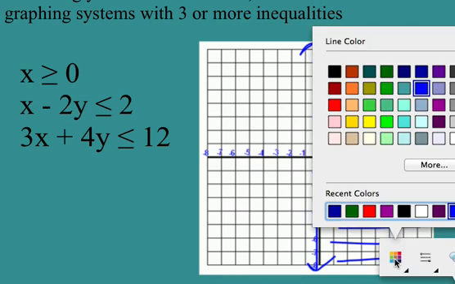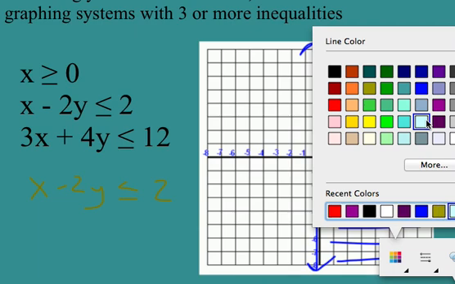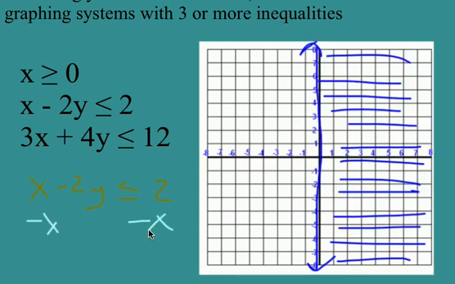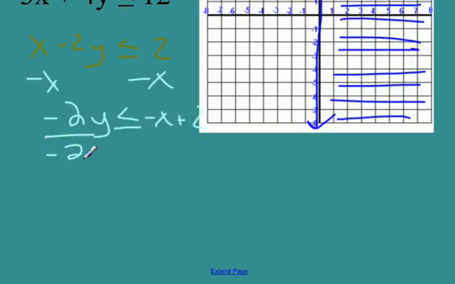Now, we need to solve this next equation in order to use it. So we have x minus 2y is less than or equal to 2. So the first thing I'm going to do is subtract x from both sides. And then once I do that, I end up getting negative 2y is less than or equal to negative x plus 2. Again, those can't be combined. Now I'm going to divide both sides by negative 2. Now, when I do that, I need to flip the symbol. Negative x divided by negative 2 is going to become 1/2 x, and 2 divided by negative 2 is negative 1.